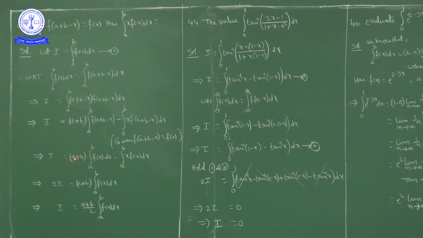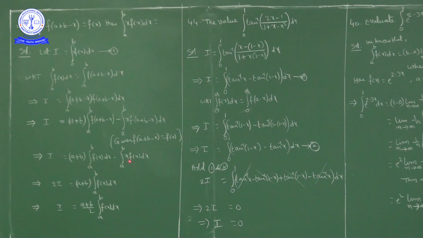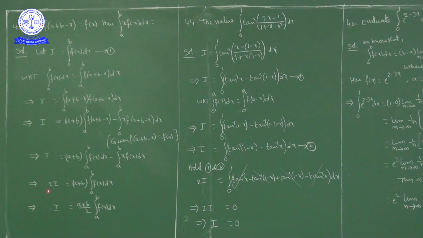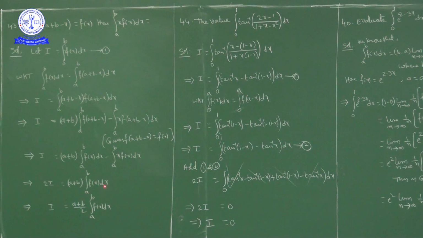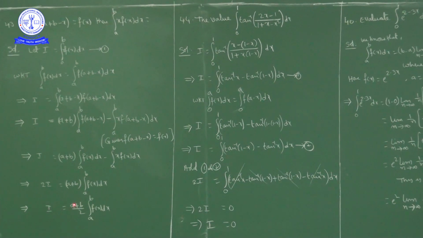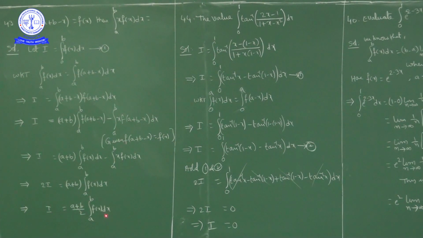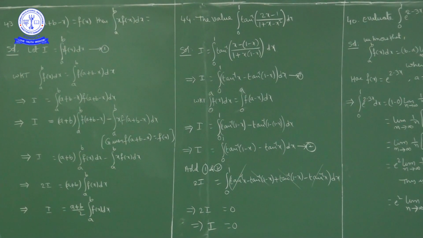So I reduces to a plus b integral a to b f of x dx minus integral a to b x into f of x dx. Now integral a to b x into f of x dx is nothing but I, which we know from 1. So if you write minus I this side, it will be plus I plus I. 2I is equal to a plus b into integral a to b f of x dx. If you cross multiply to this side, we get I is equal to a plus b by 2 integral a to b f of x dx. Okay.